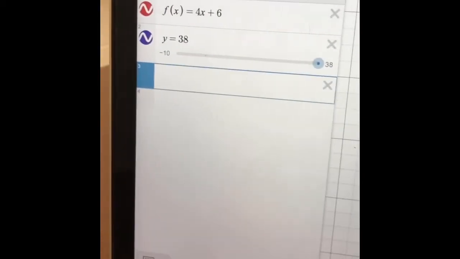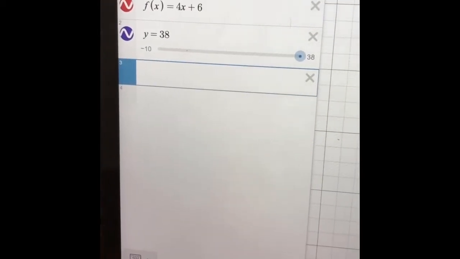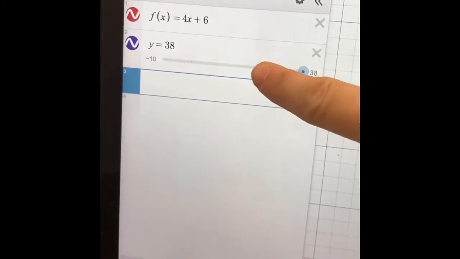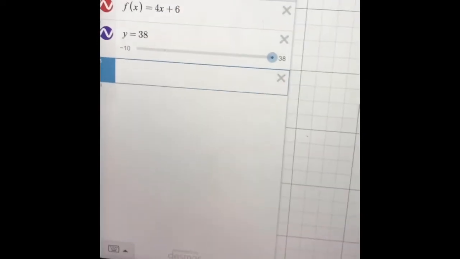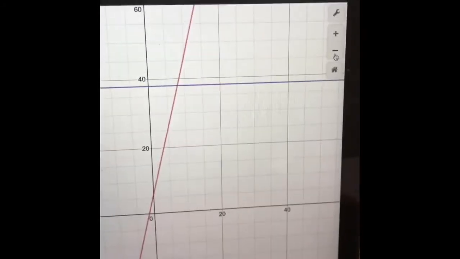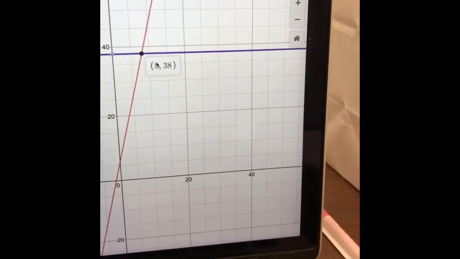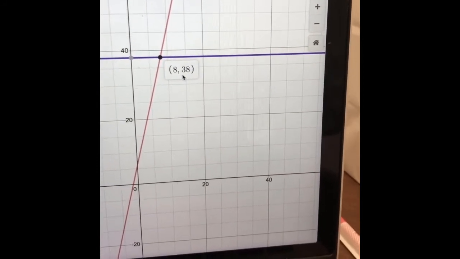So now I'm looking at when y equals 38, I want to figure out my x value. Okay, so here's my function. Here's the line of what I'm trying to find. I want to look where the two intersect. You can see they intersect right here, and that is at (8, 38).